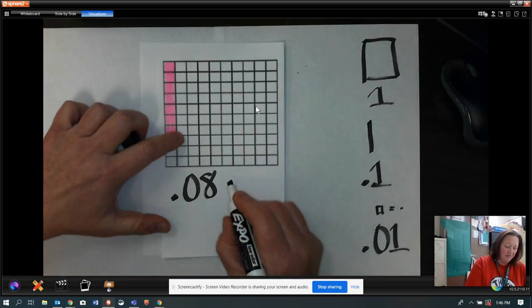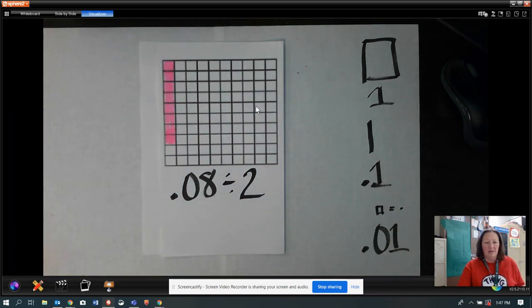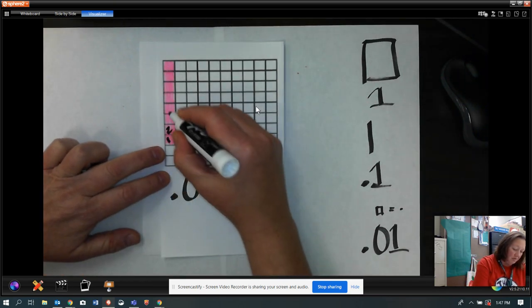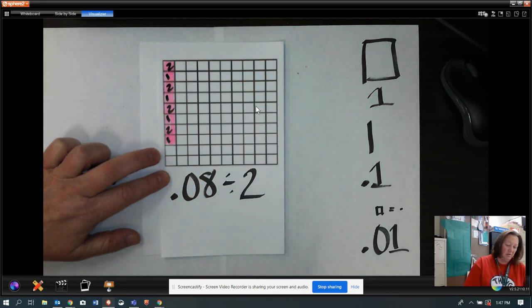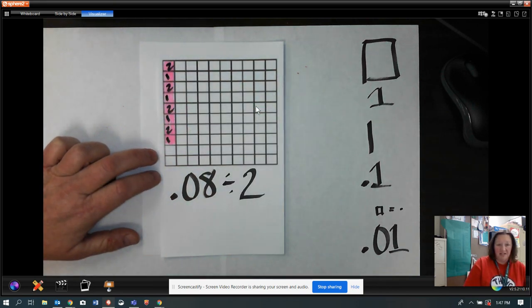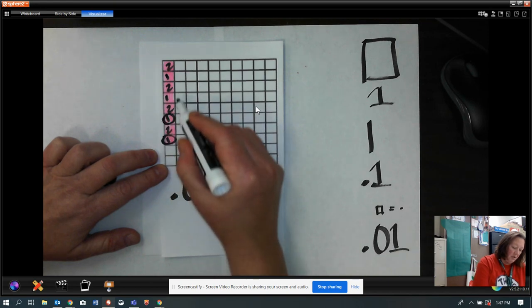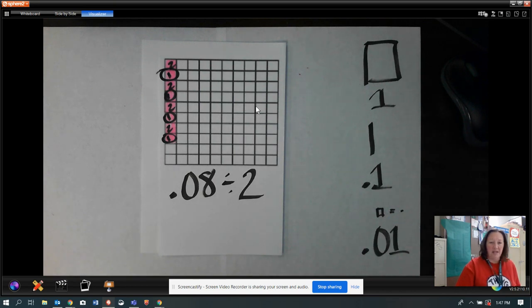And let's make it easy and divide it by 2. That means I have 8 hundredths. I need to break it up equally into 2 groups, right? So I could, if I wanted to, number them. Group 1, 2, 1, 2, 1, 2, 1, 2. And then I just need to know how many is in each group. So we would have, here's a 1 and a 1 and a 1 and a 1. So there's 4 in each group.